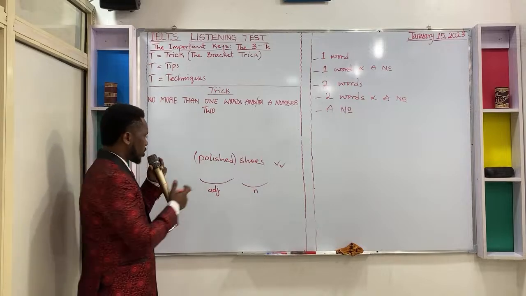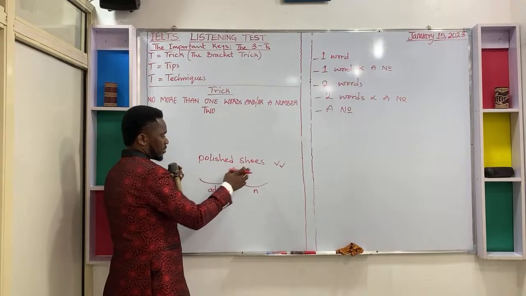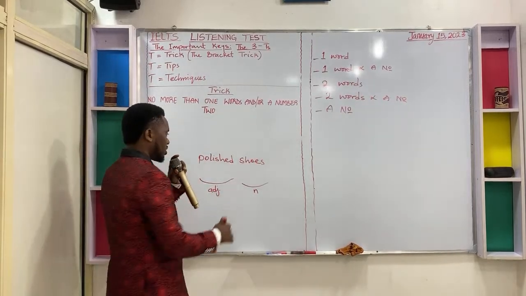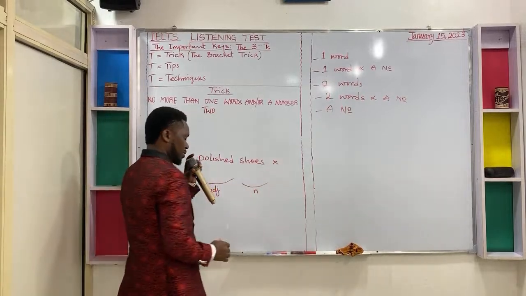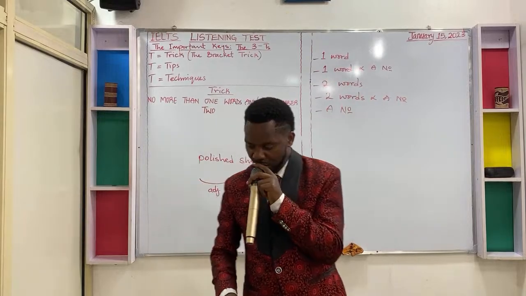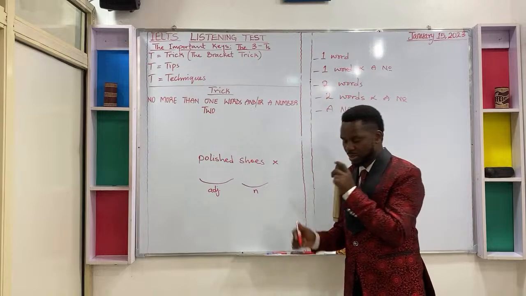But if you write polished shoes, and the answer is just shoes alone, this will be incorrect. Do you understand? That is the way to go and how to apply the bracket trick. Okay?